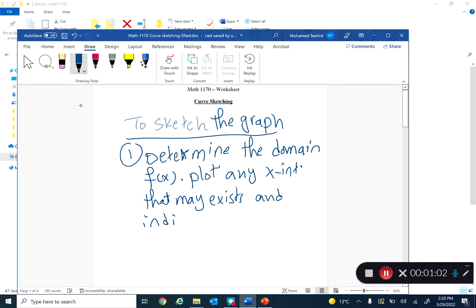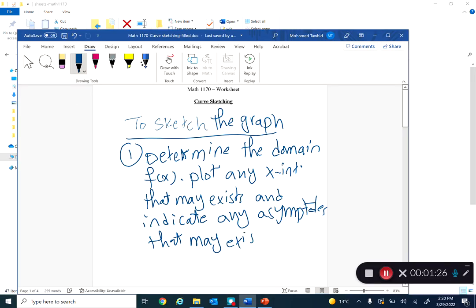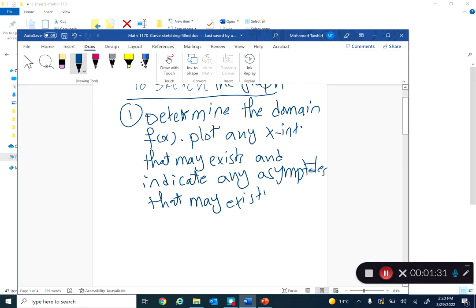And also try to indicate any asymptote. What is an asymptote? It could be a vertical asymptote or a horizontal asymptote, that may exist. So in step number 1, I have to find the domain, x-intercept, y-intercept. I have to indicate any asymptote. If you have a vertical asymptote, or a horizontal one, you have to figure it out.